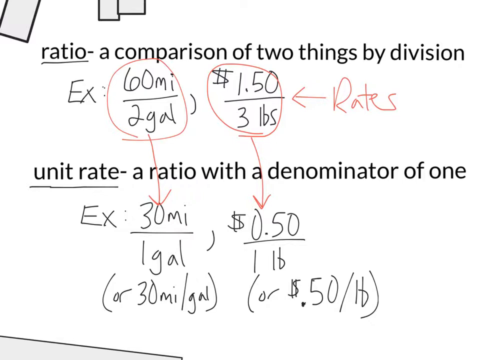Basically, instead of saying I'm going to divide this first one by 2 and this second one by 3, if you take these rates, you can just take the numerator divided by the denominator, and that will give you your unit rate. So $1.50 divided by 3 gives you the 50 cents per pound. You can always just divide the numerator by the denominator, and that will give you your unit rate.